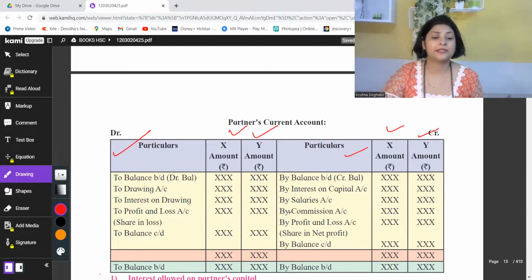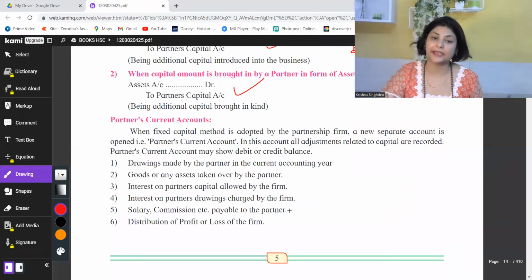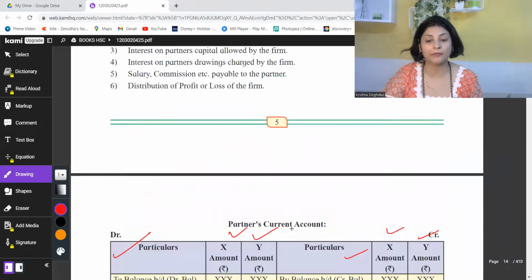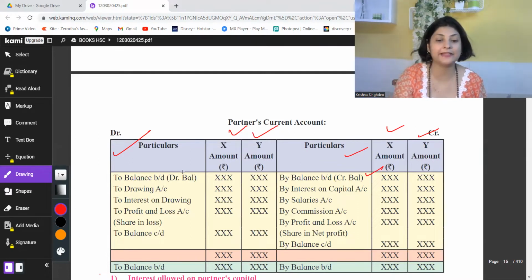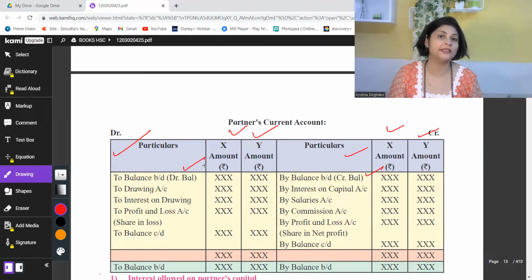Okay. After this, what is coming on the debit side and credit side? It is important to understand. First of all, if we talk about the credit side, because it is a liability account, all the balances usually should appear on the credit side, meaning the opening balance should usually appear on the credit side only. But is it possible that a partner has withdrawn more than the money invested by him? Yes, it is possible. In that case, the partner will have a debit balance. So the debit balance will be written on the debit side, to balance brought down.